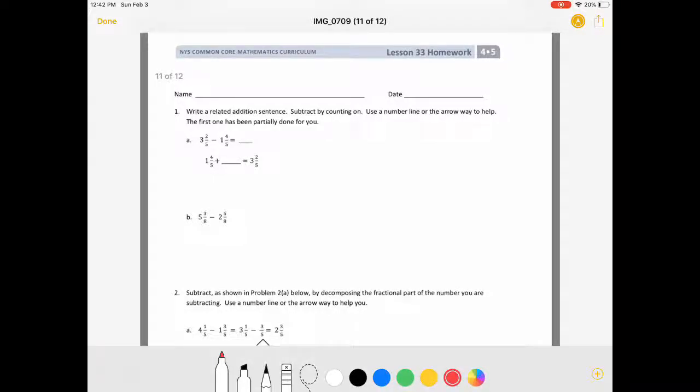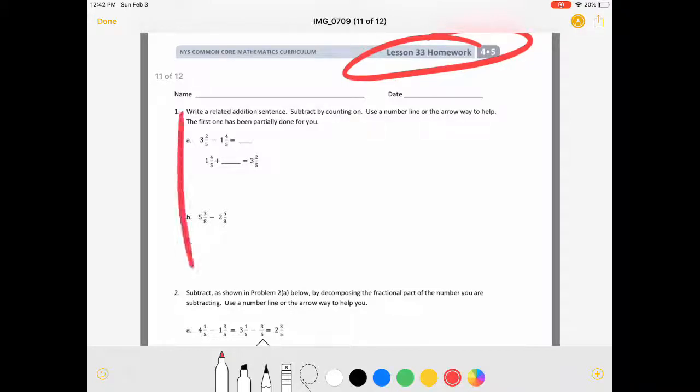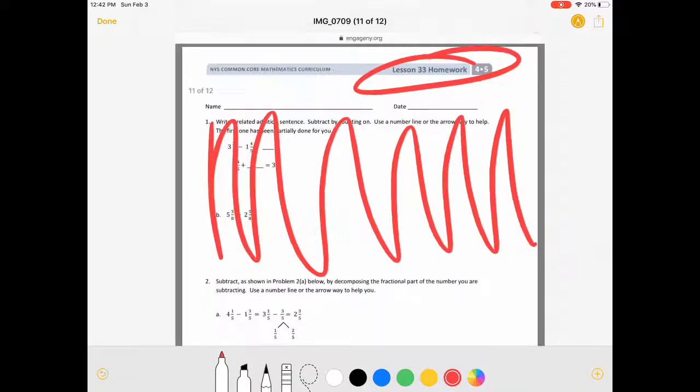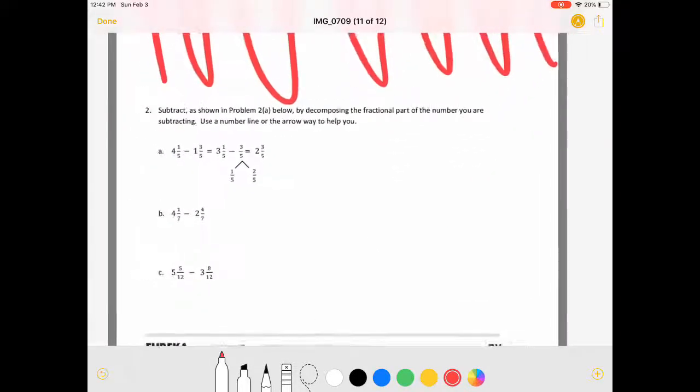Hey guys, I'm going to help you out with lesson 33's homework, the last one for this week. And I'm going to go ahead and tell you we're going to cross out all of number 1. I didn't have my kids do this one because I felt like it was a little more confusing than it needed to be. So we're going to skip on down to number 2.